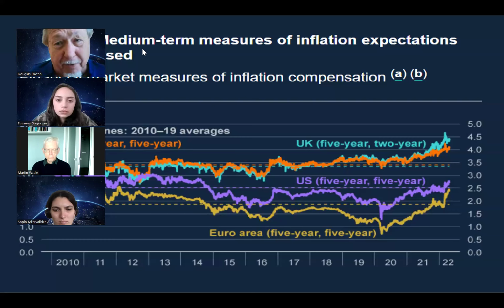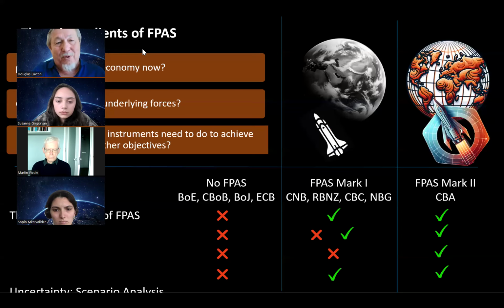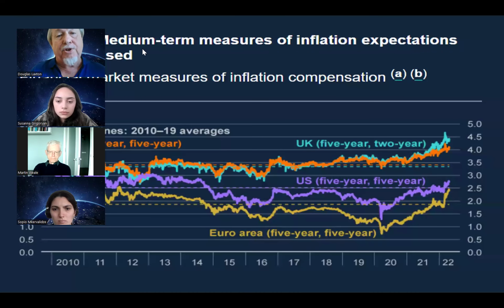There's also another problem that you can see in the chart, and that is when you have a framework that says, where is the economy today? What are the underlying forces? And what do I need to do with my instruments to achieve my objectives? If you don't have that third thing, your monetary policy report is going to look like elevator economics, which you can see is a problem in the chart.